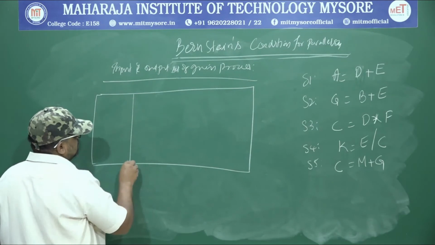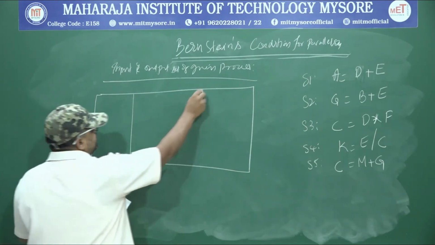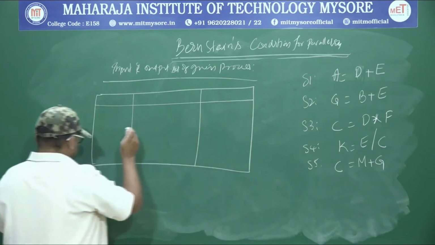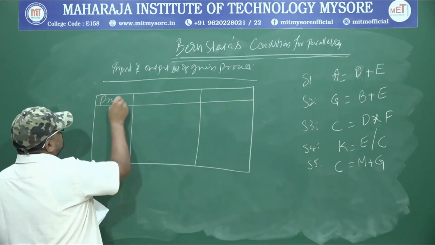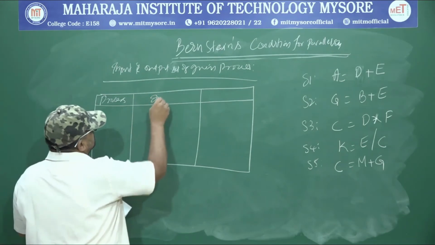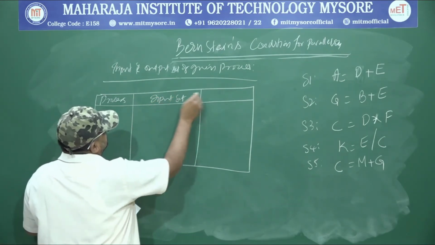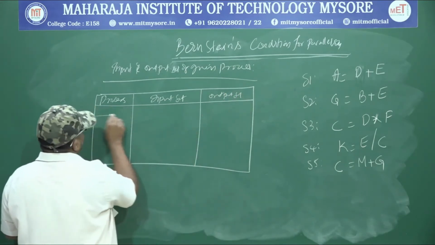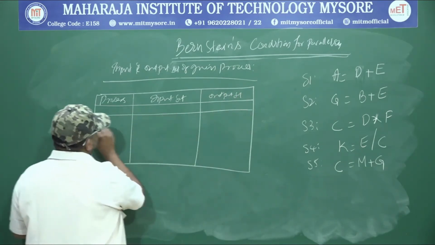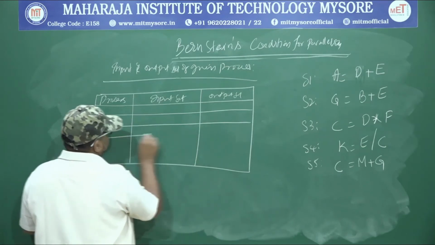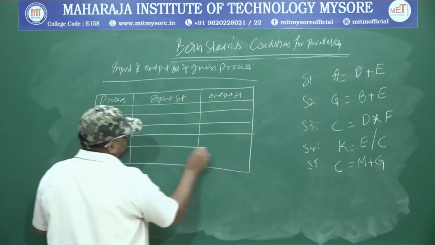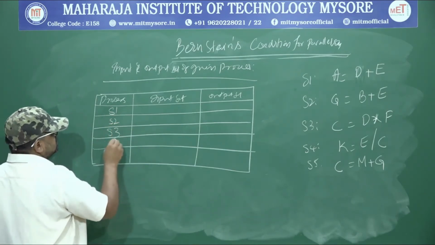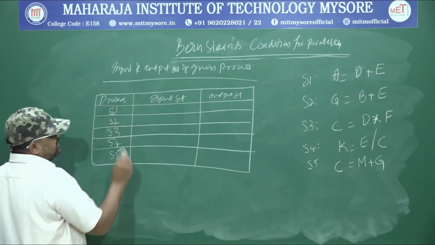Right? I'm going to use a table like this. So this is going to be process, input set, output set. Then 5 are there. It's going to be S1, S2, S3, S4, S5.